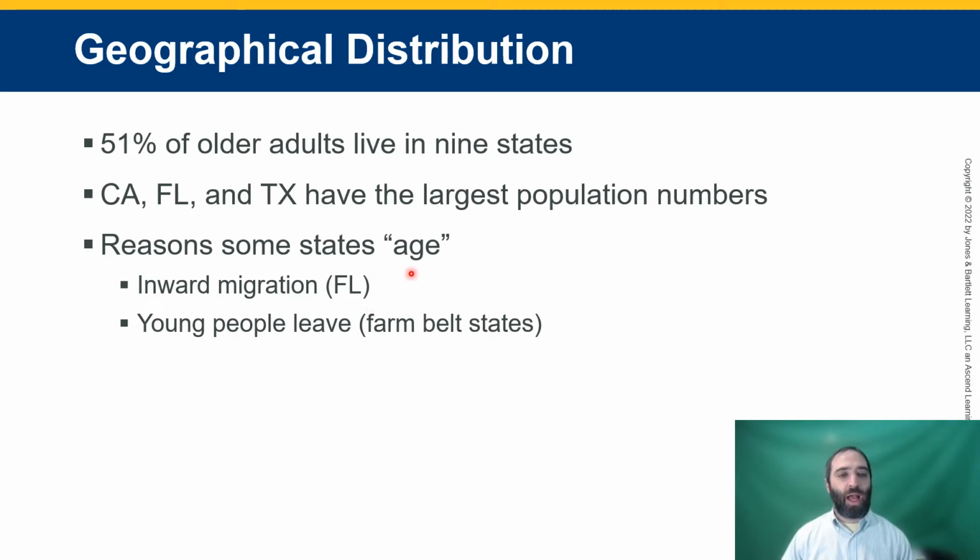But also, sometimes younger people will leave the farm belt states, like Ohio, Indiana, Illinois, Iowa. Those states are losing population compared to the rest of them, so that also impacts that.